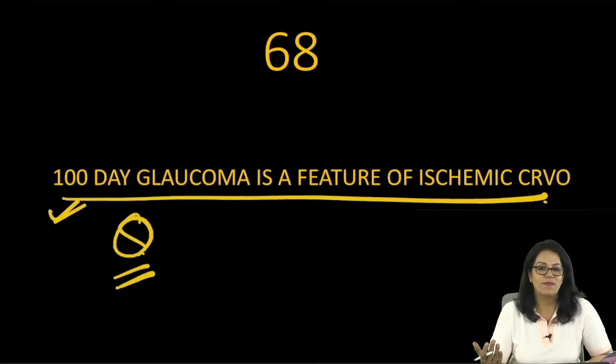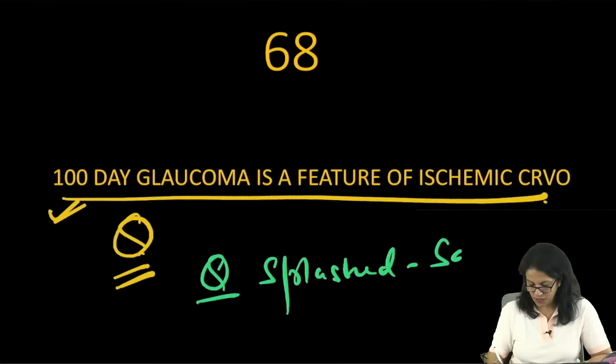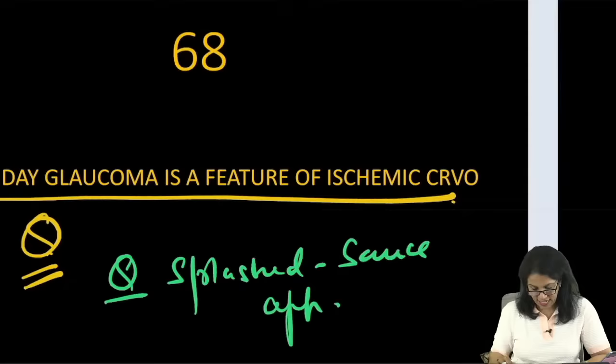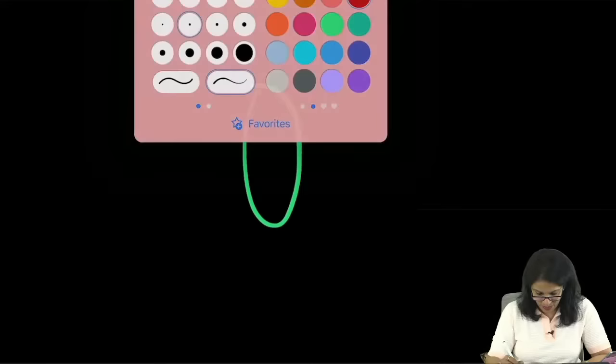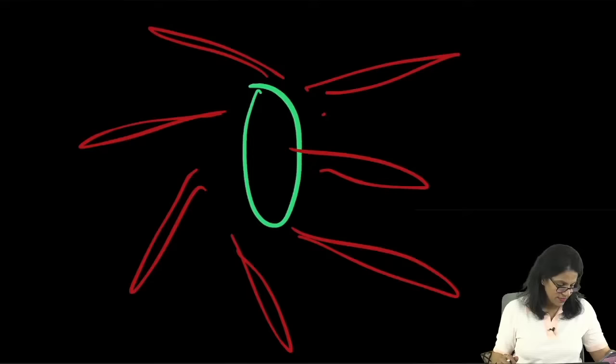But yes, in both, what else you can see is splash sauce appearance. Let's not forget splash sauce appearance. So splash sauce appearance kya hai? It is multiple flame-shaped hemorrhages around the disc. Very nicely answered.